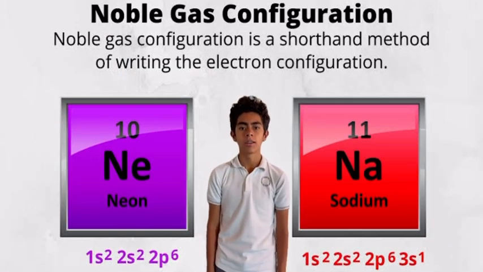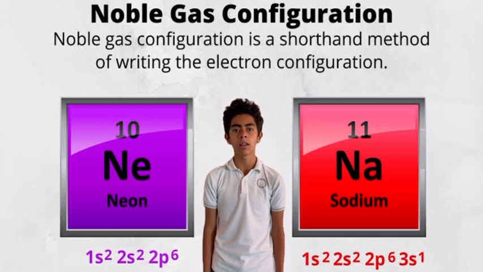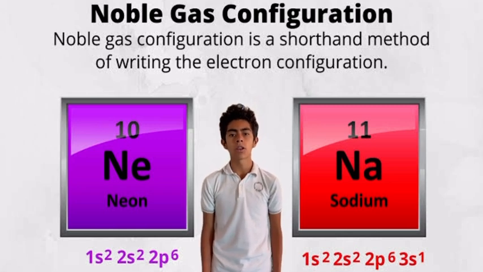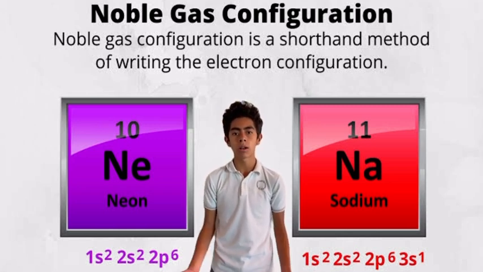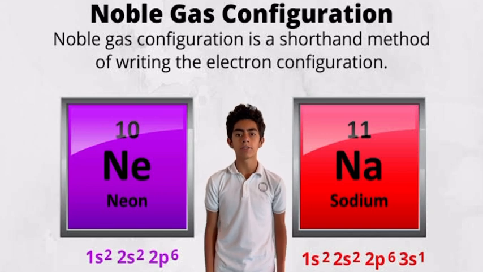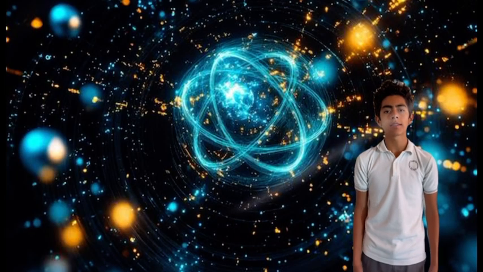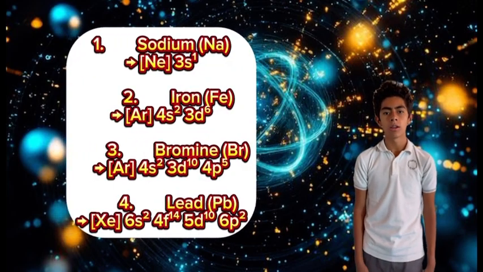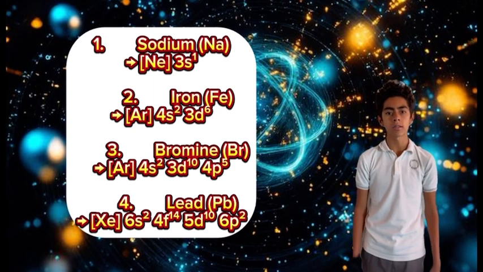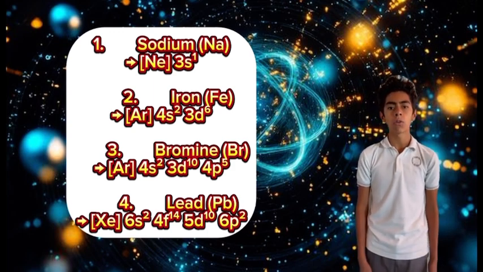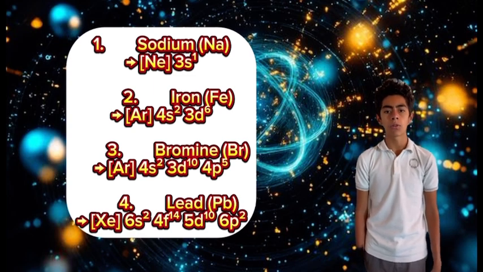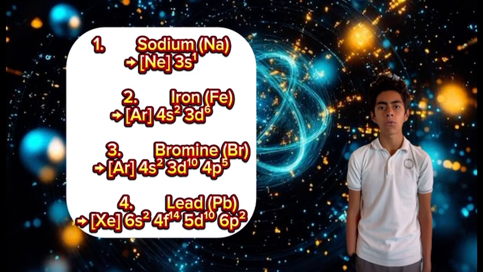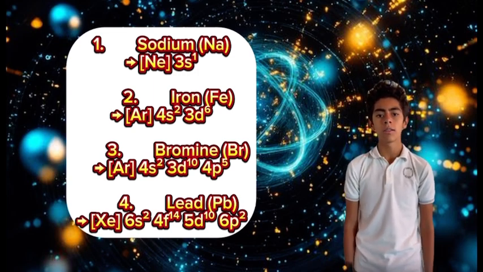Noble gas configuration. Writing full configurations for big elements gets tiring. That's why we use noble gas shorthand. We start with a noble gas from the row above and build from there. This method saves time and shows only the valence electrons. Examples: sodium Na, [Ne] 3s1, iron Fe, [Ar] 4s2 3d6, bromine Br, [Ar] 4s2 3d10 4p5, lead Pb, [Xe] 4f14 5d10 6s2 6p2.